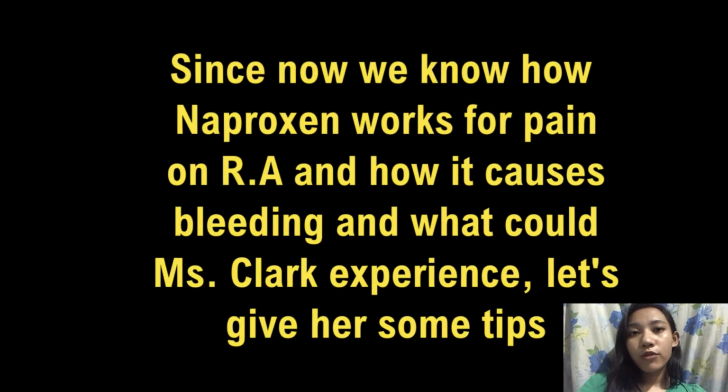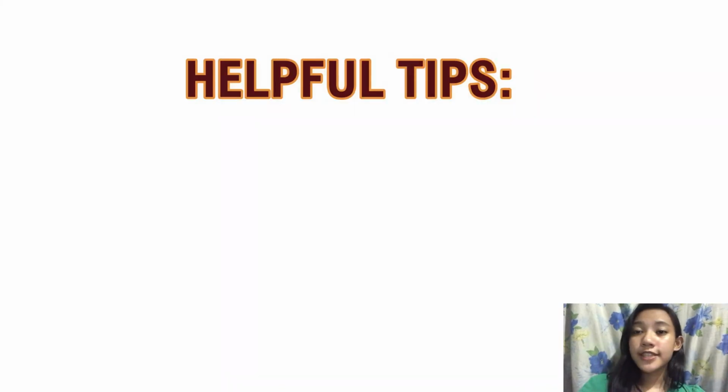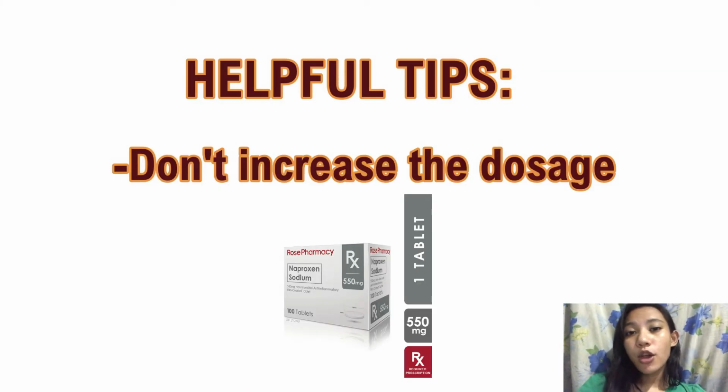Since now we know how Naproxen works for pain in rheumatoid arthritis and how it causes bleeding and what Miss Clark could experience, let's now give her some tips. The first tip, don't increase the dose because we all know what can happen with our body with the Naproxen. If we increase the dosage, we also increase the risk of having serious complications.